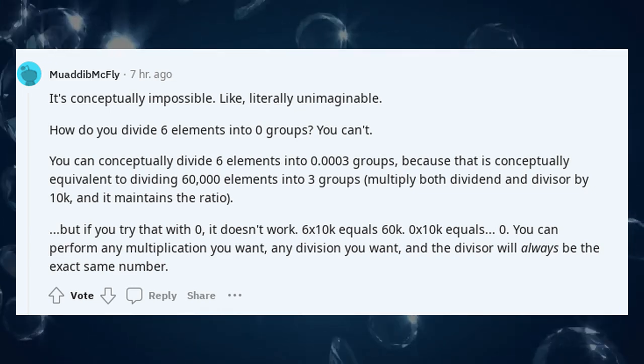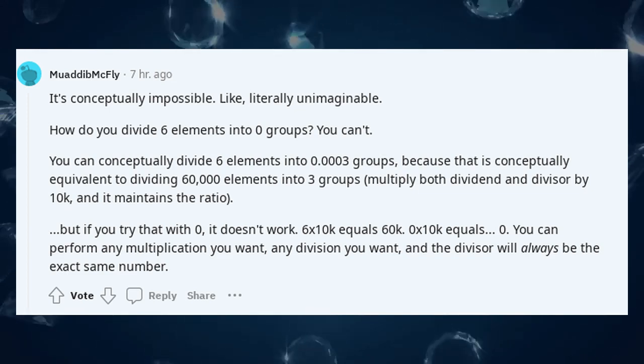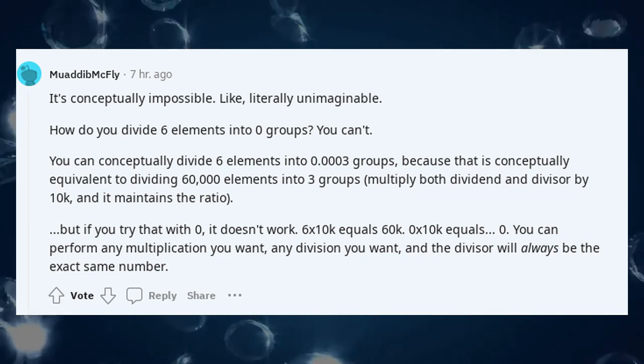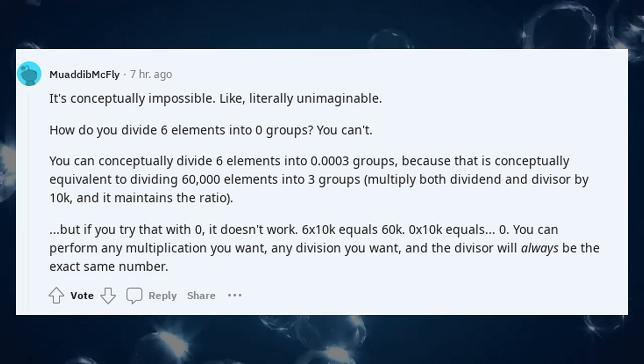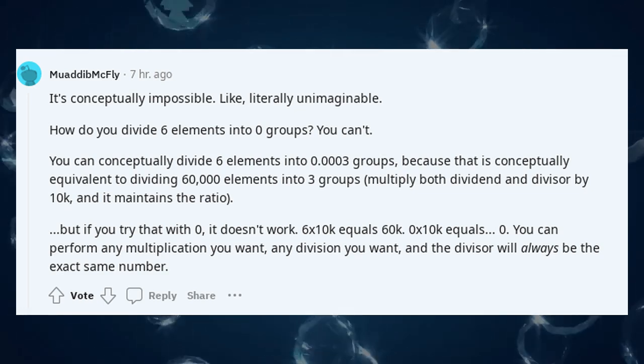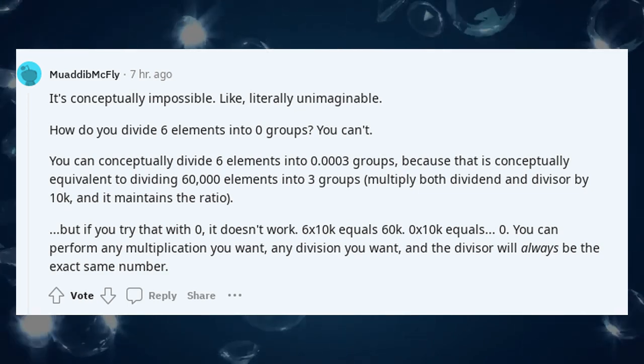You can conceptually divide 6 elements into 0.0003 groups. Because that is conceptually equivalent to dividing 60,000 elements into 3 groups. Multiply both dividend and divisor by 10k, and it maintains the ratio.